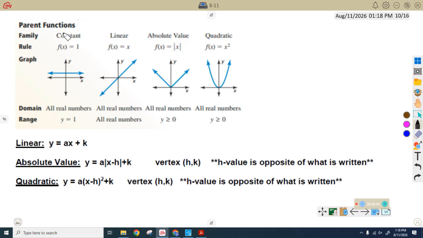Now, what we have here, we have a constant that's just a horizontal line. You might want to write that down. Alright, linear.